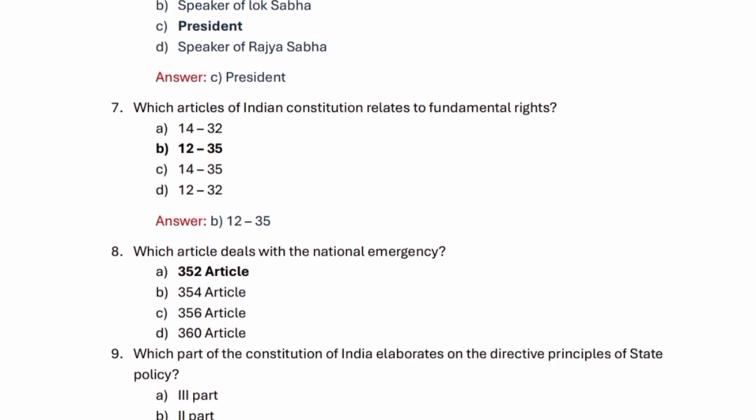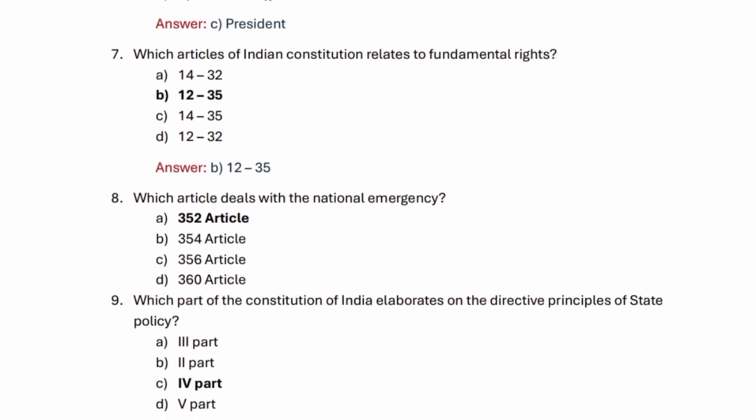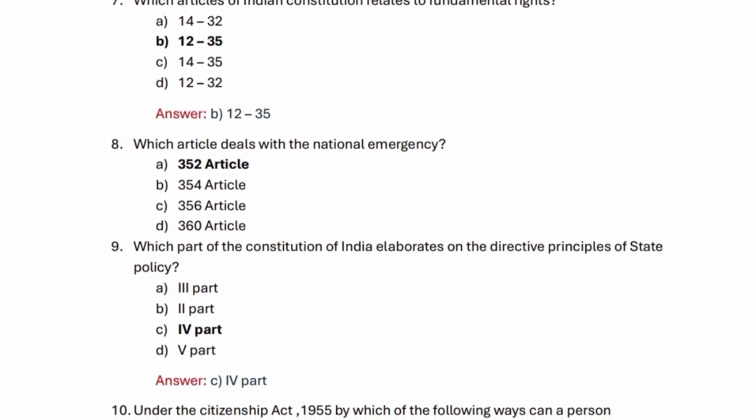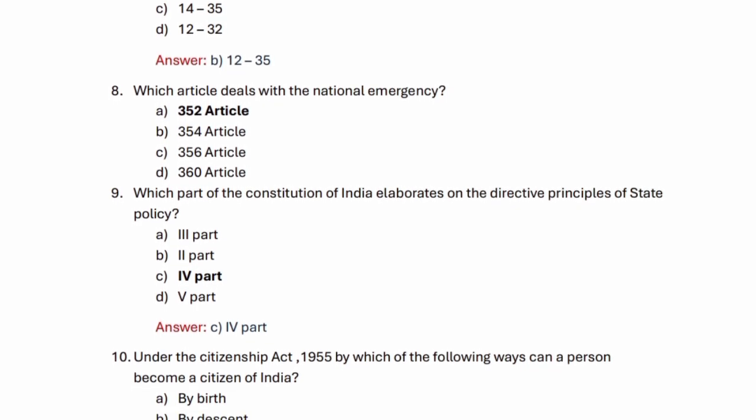7. Which articles of Indian Constitution relate to fundamental rights? A. 14 to 32. B. 12 to 35. C. 14 to 35. D. 12 to 32. Answer. B. 12 to 35. 8. Which article deals with the national emergency? A. Article 352. B. Article 354. C. Article 356. D. Article 360.